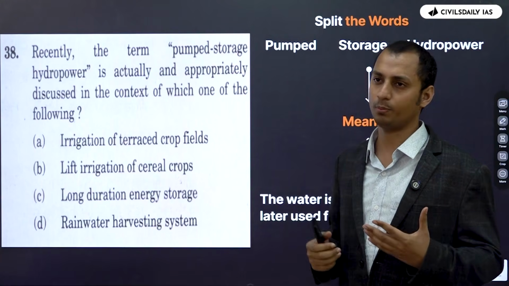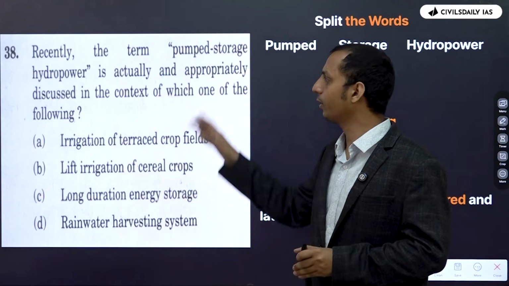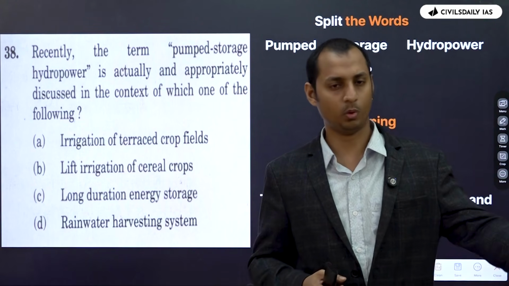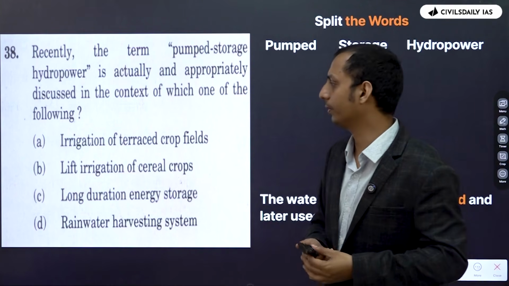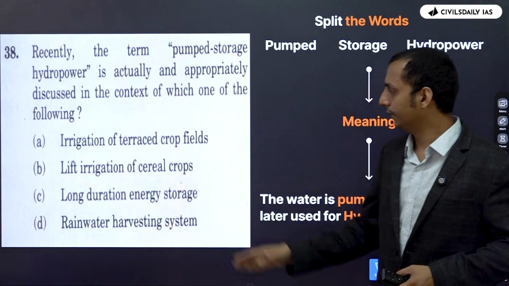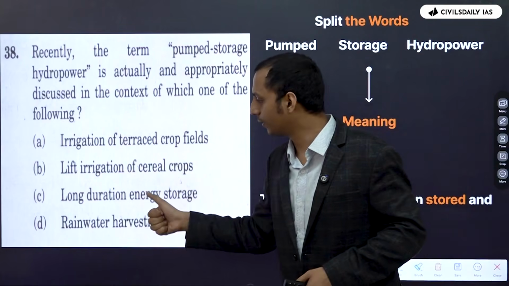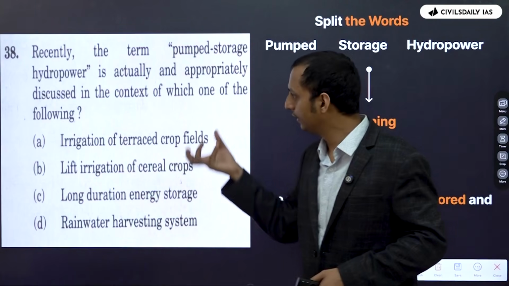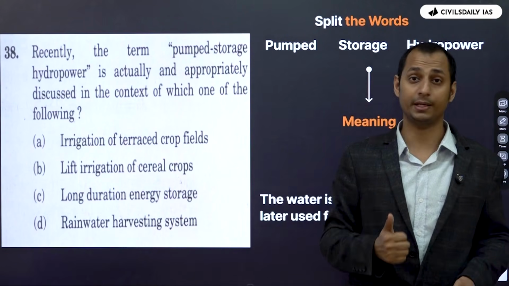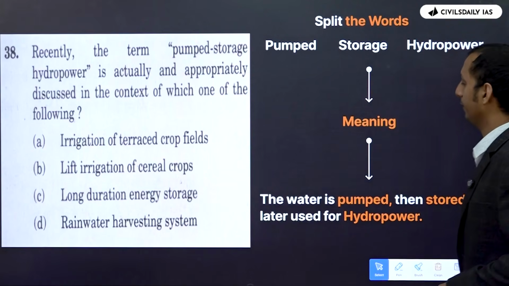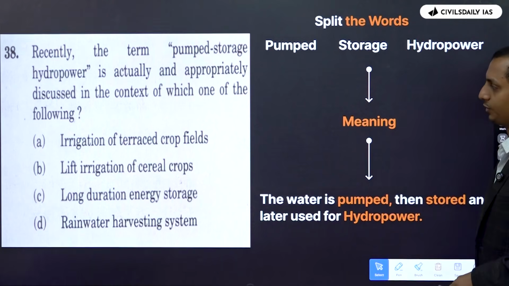What is meant by pump storage hydropower? You're pumping water, you're storing it somewhere, and later you are using it for hydropower, right? So you're pumping water from somewhere, you're storing it somewhere, and later you are using it to generate electricity, right? So what options would suit the same? Irrigation of terrace crop fields. Is there any hydropower irrigation here? No. So what does it mean? You're storing it somewhere for future generating electricity, right? So you can go with the answer, long duration energy storage. Right, this was a question from 2025. So the water is being pumped, then stored in the form of hydropower. That is what is meant by long duration energy storage, right?